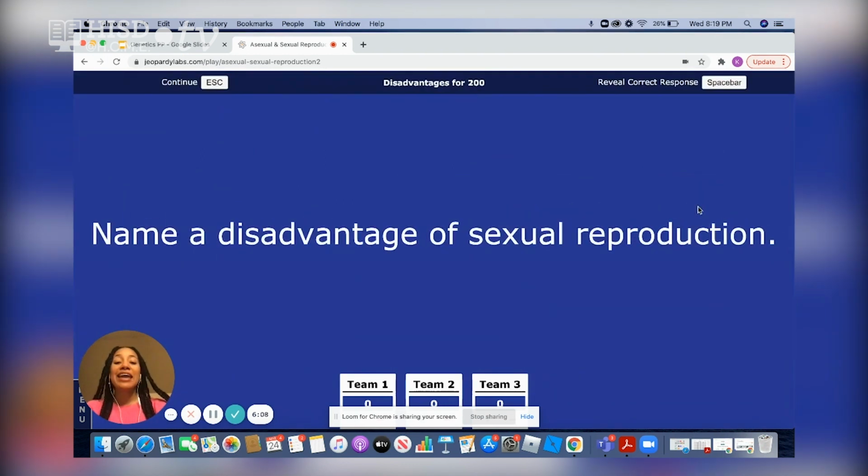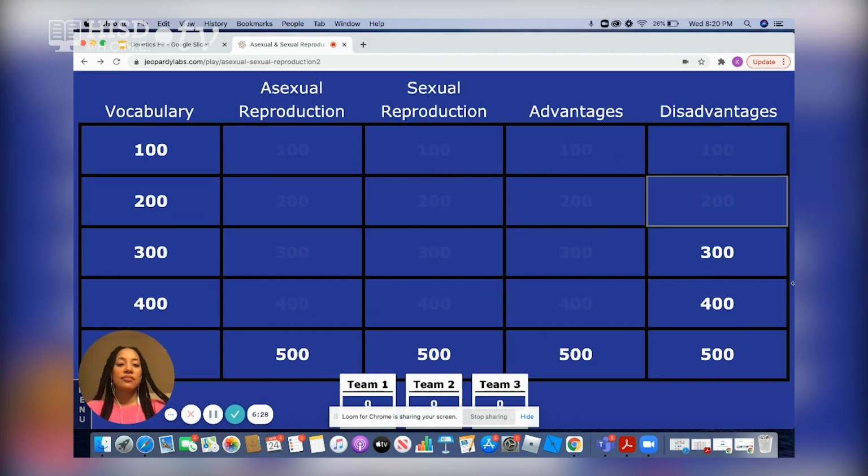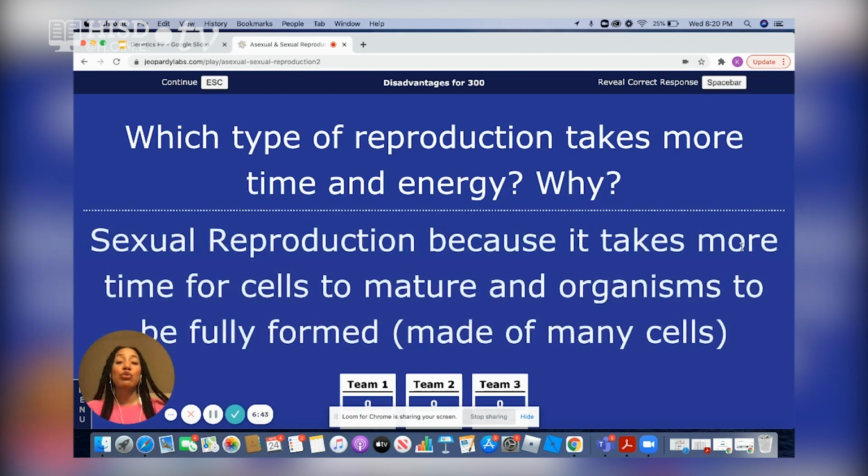Disadvantages for 200. Name a disadvantage of sexual reproduction. Yes, a disadvantage of sexual reproduction is organisms take a long time because they have to go out and find a mate. It takes two parents. Disadvantages for 300. What type of reproduction takes more time and energy, and why? Is it asexual or sexual? Absolutely. It is sexual reproduction because they have to find a mate. They also have to wait for their cells to mature.